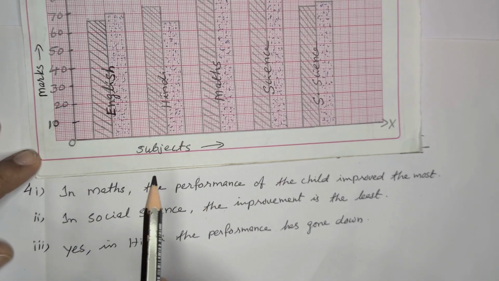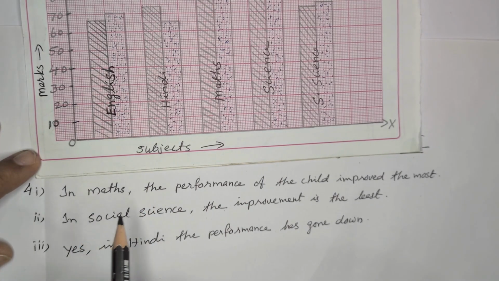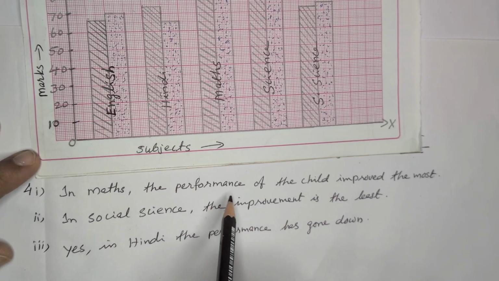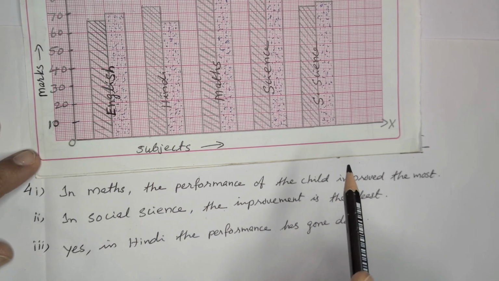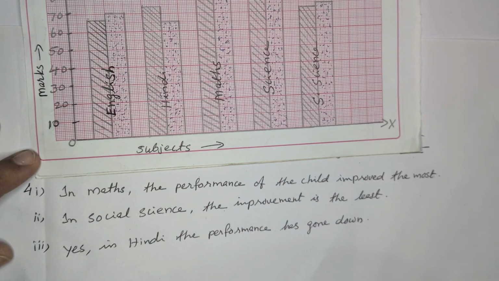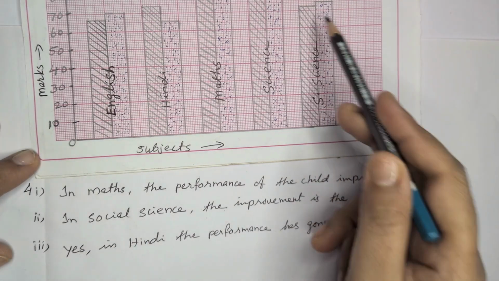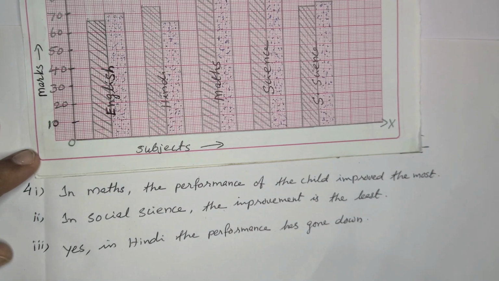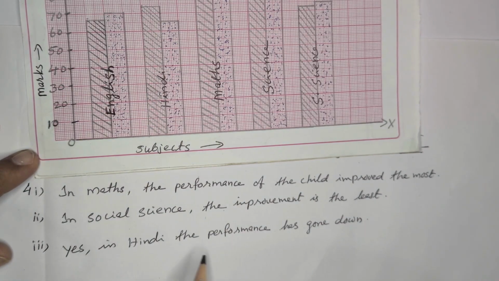Now based on the graph, in which subject has the child improved his performance the most? In maths, the performance of the child improved the most. Second question, in which subject is the improvement the least? Social science, the improvement is the least. Third one, has the performance gone down in any subject? Yes, in Hindi, the performance has gone down.